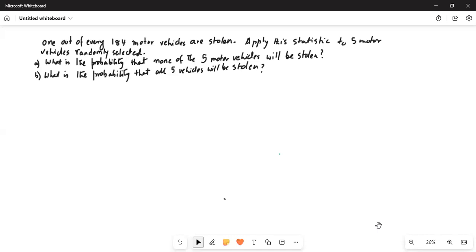It says 1 out of every 184 motor vehicles are stolen. Apply this statistic to 5 motor vehicles randomly selected. What is the probability that none of the 5 vehicles will be stolen? Okay, so let's do this.